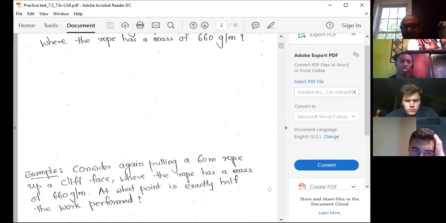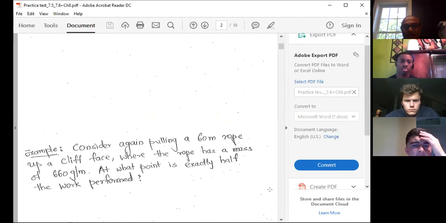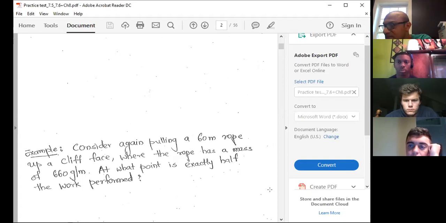The second example is just a continuation of the first example. Consider again pulling a 60-meter rope up a cliff face, where the rope has a mass of 660 grams per meter. At what point is exactly half the work performed? Okay, guys? So we are doing this thing. Just give me a minute, please.